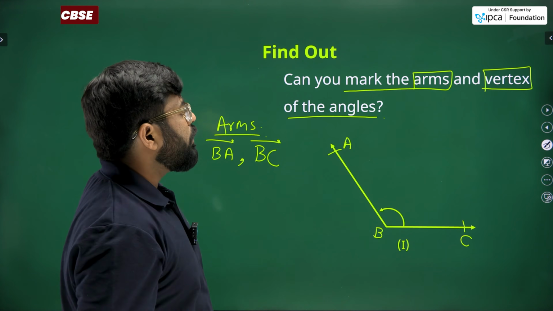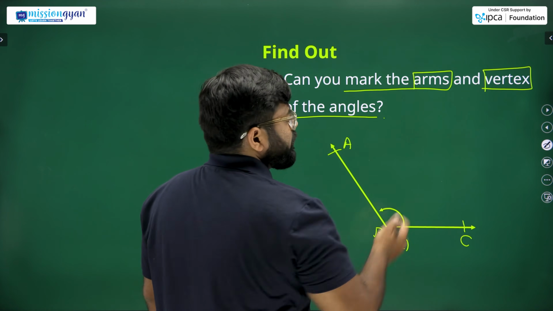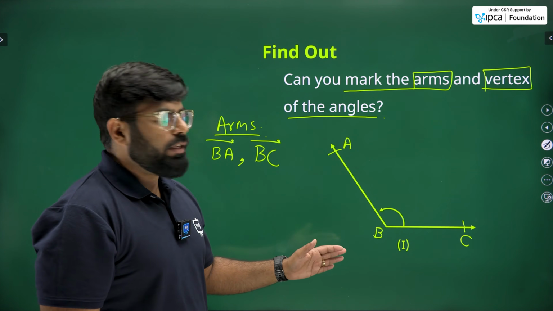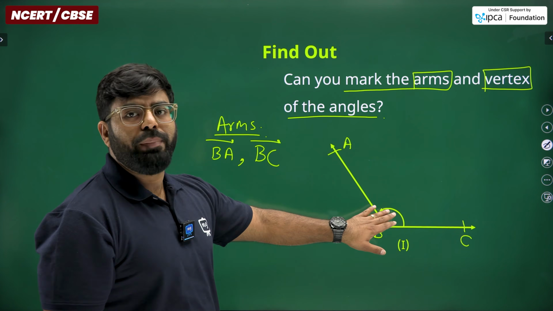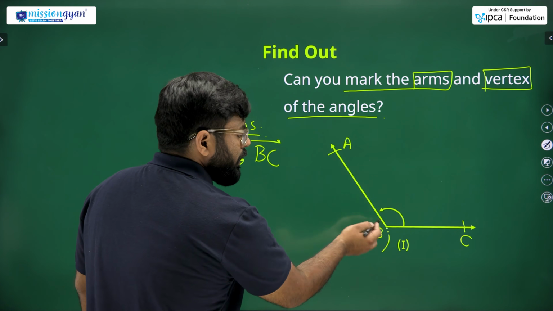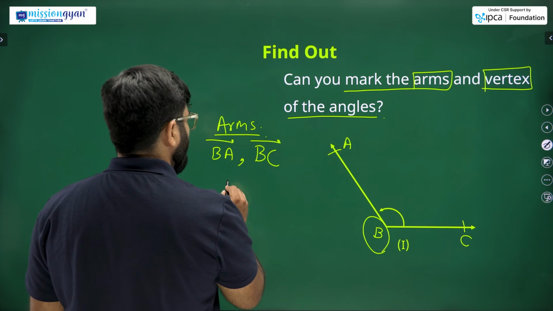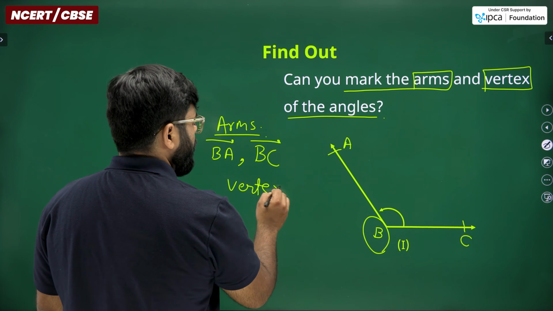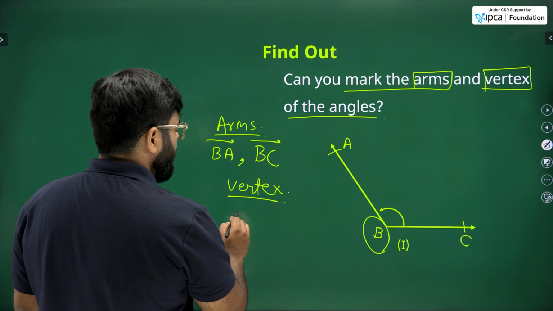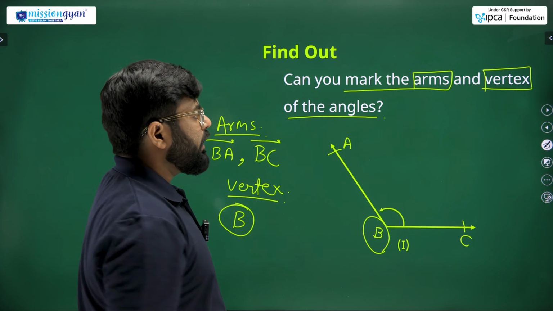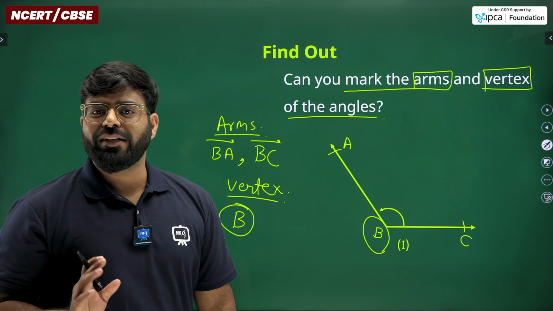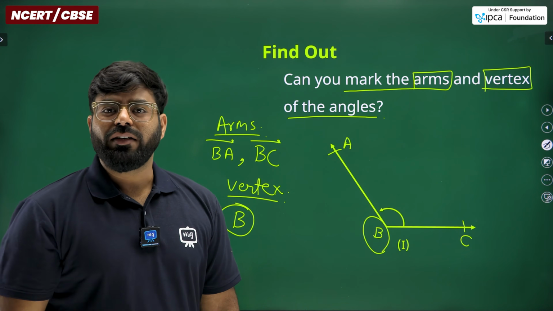Now, you have to name the vertex. So tell me, what is the vertex? As we know, the angle is forming at B. So this is called the vertex of the angle. Angle B is formed here, so B is the vertex of the following angle. Is that clear? Understood? If yes, let's check the next question.